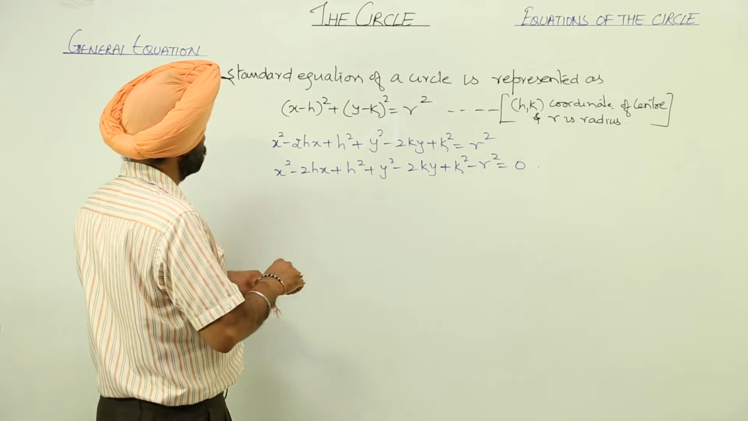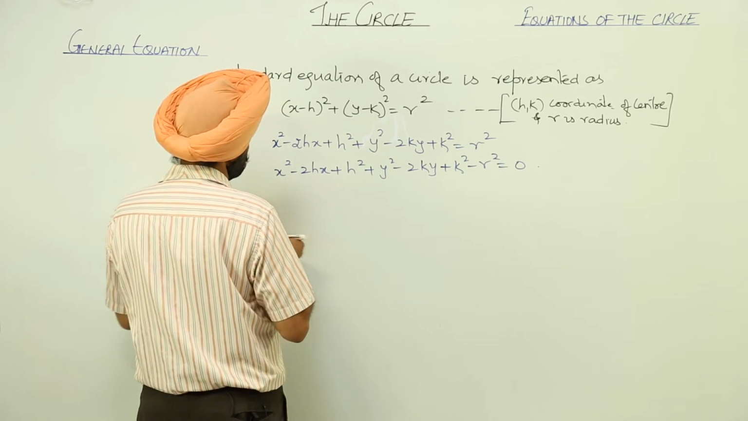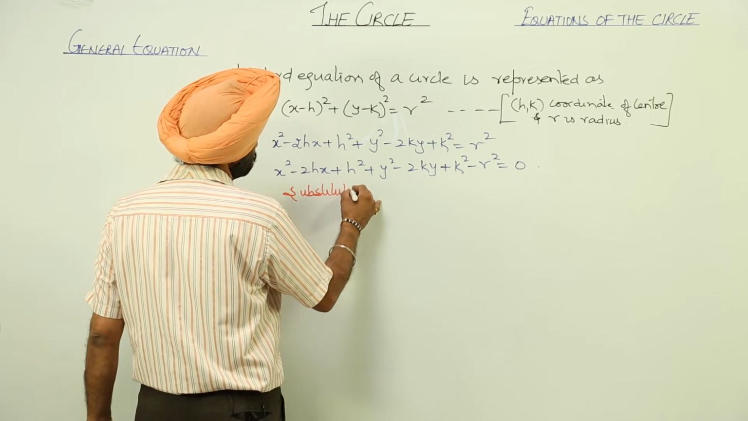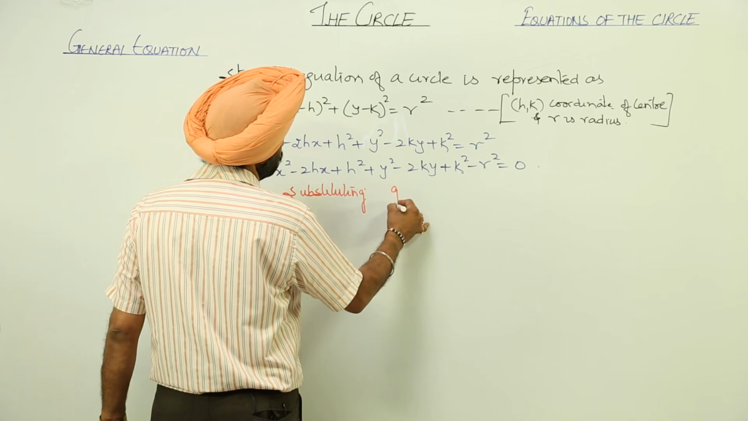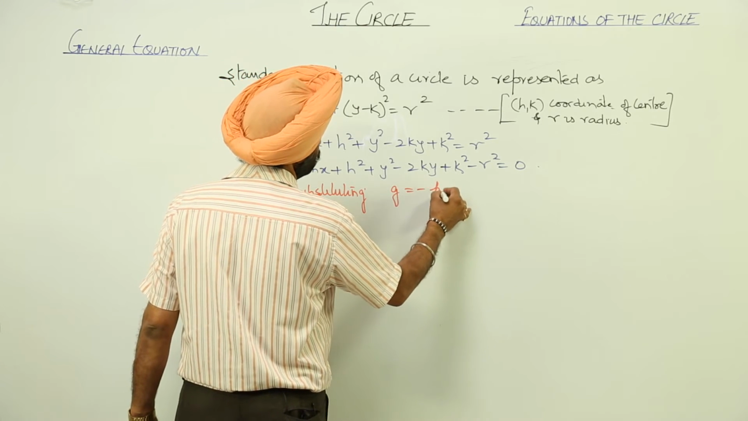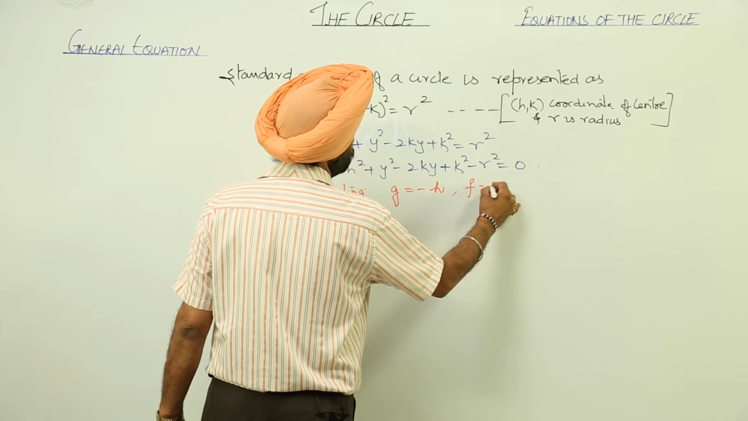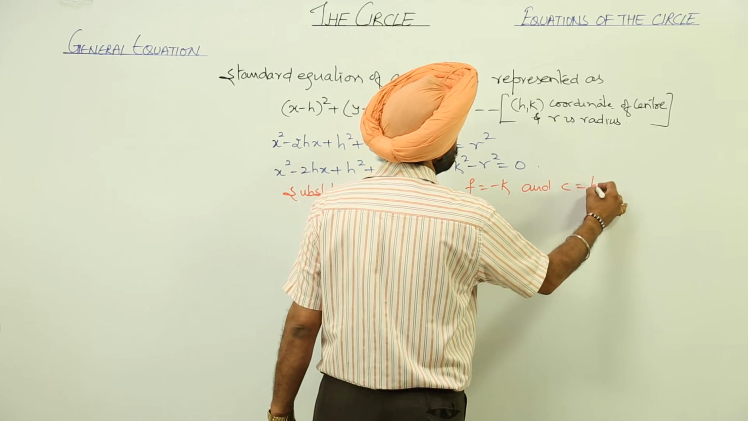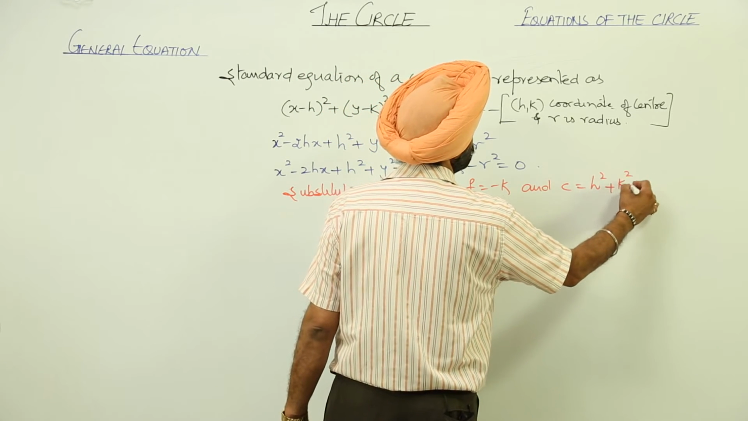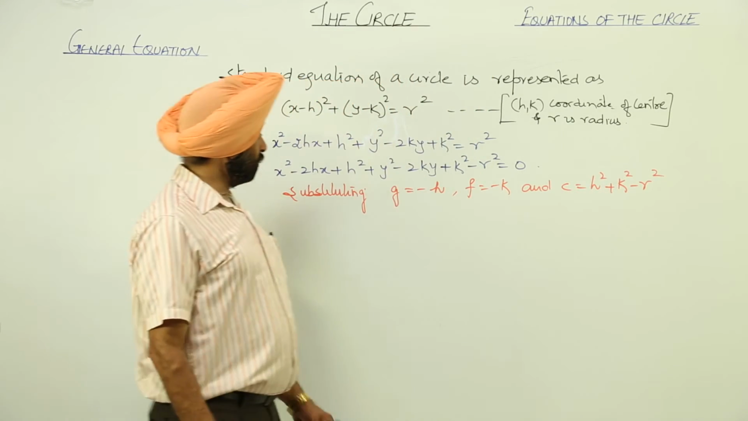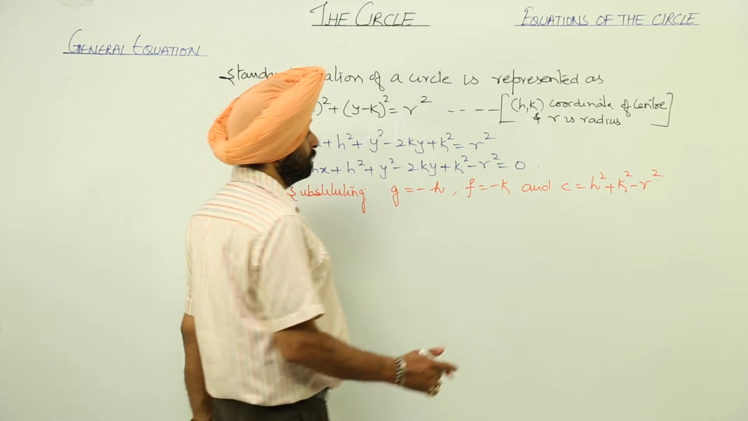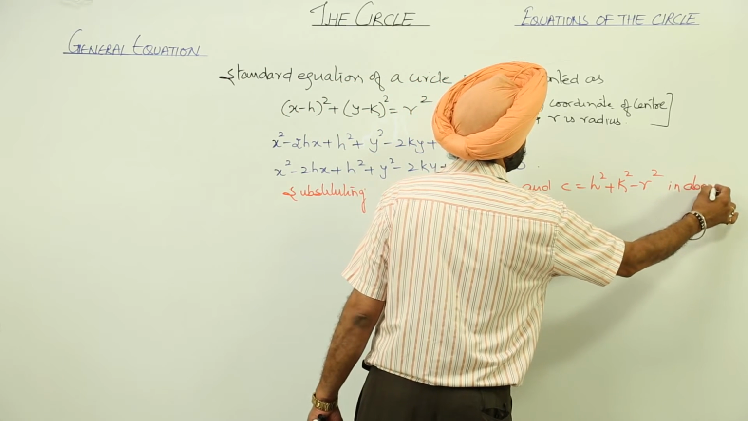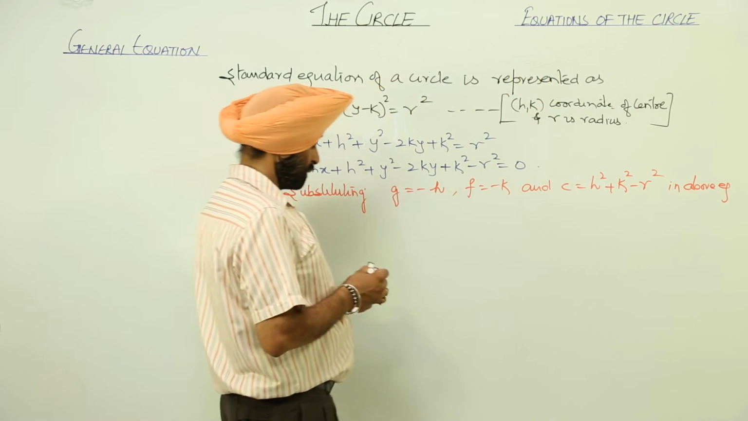Now, substituting g is equal to negative of h, f is equal to negative of k, and c is equal to h square plus k square minus r square. Now, we have to substitute these things in the above equation. Now, what are we getting?